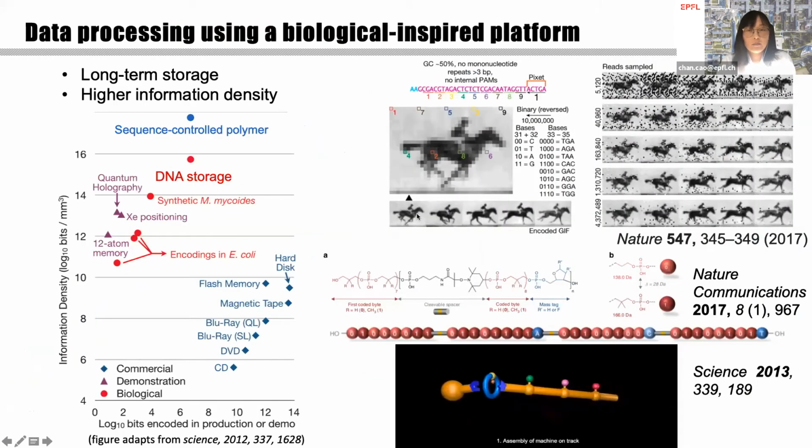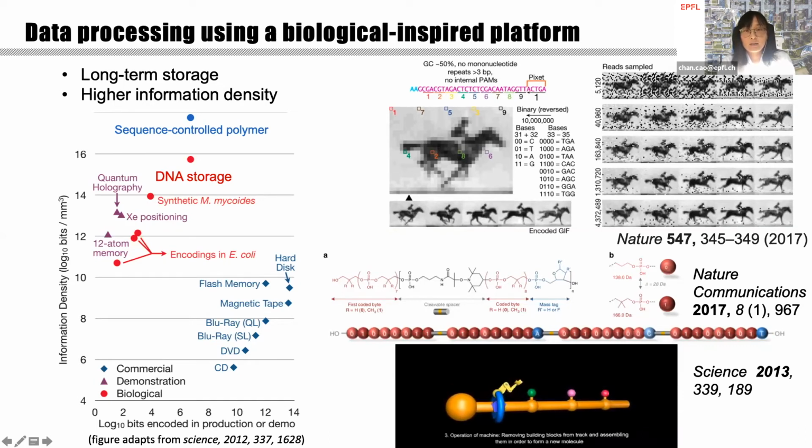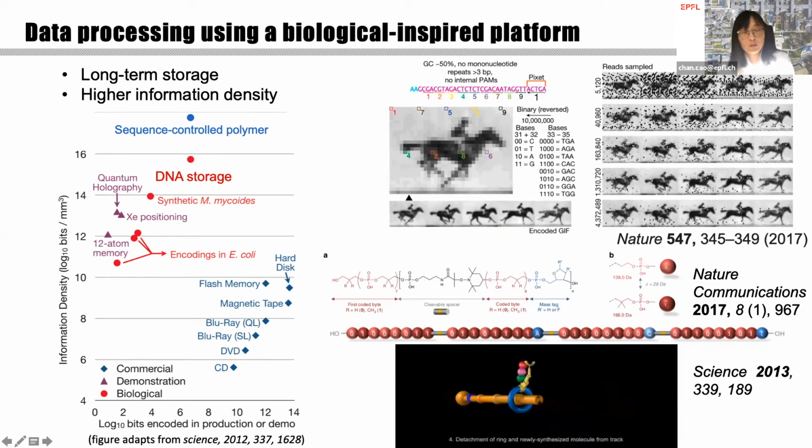This kind of biologically inspired platform has two fundamental advantages. One is long-term storage. Unlike magnetic tapes, it can last for a few hundred or thousand years. The other is higher information density. Compared to the hard disk, DNA data storage density is a million times higher. If we use some smaller chemical subunit, it can be pushed 100 million times higher.